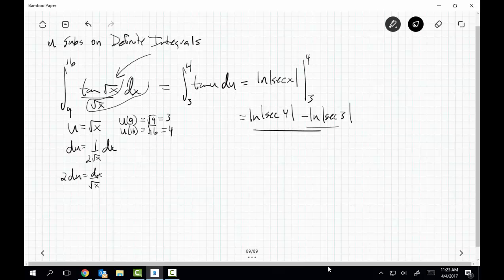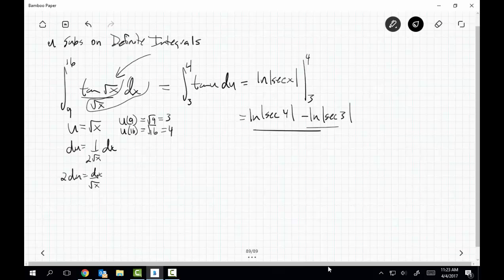Now you may say, wait, Ripley, where'd the c's go? Remember, if I've got a definite integral, I don't need the c's because the c's cancel. I could do this plus c, and then when you subtract out using the fundamental theorem of calculus part 2, those c's disappear. Let's do one more.